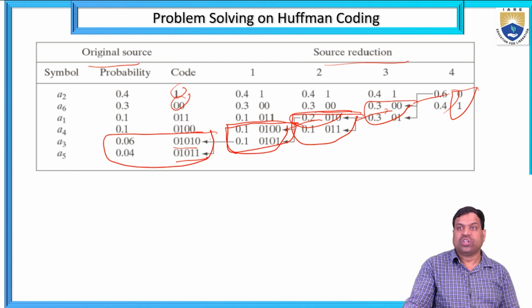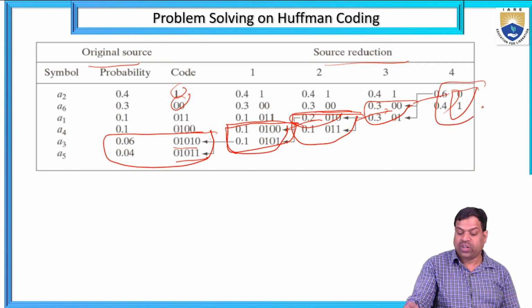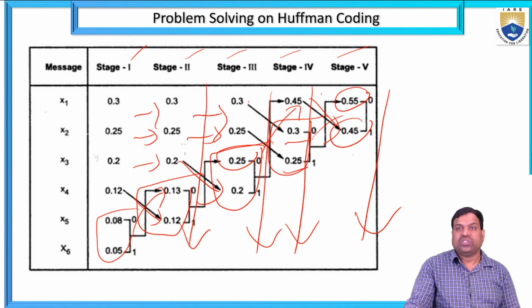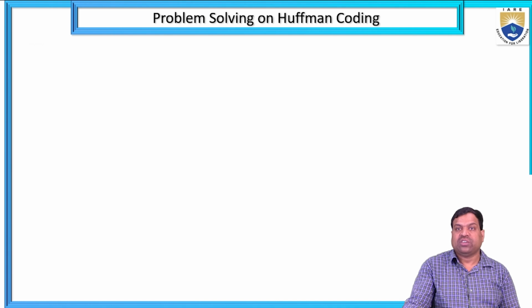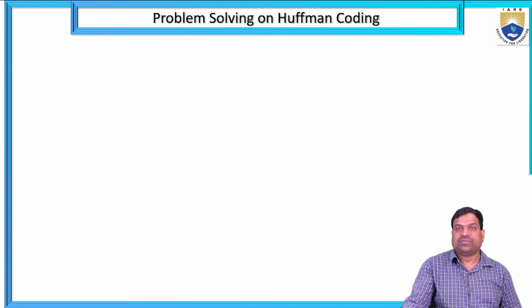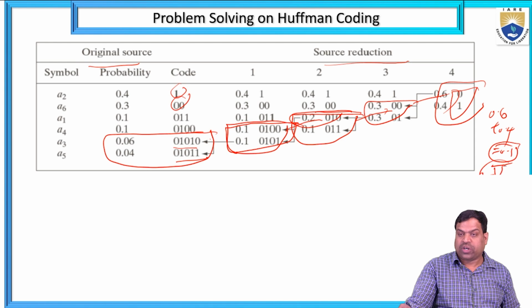Here also is the original source and source reduction, with final value equal to 0.6 plus 0.4 equal to 1 and the code word. Here also is one message with 5 stages. So that is about Huffman coding.